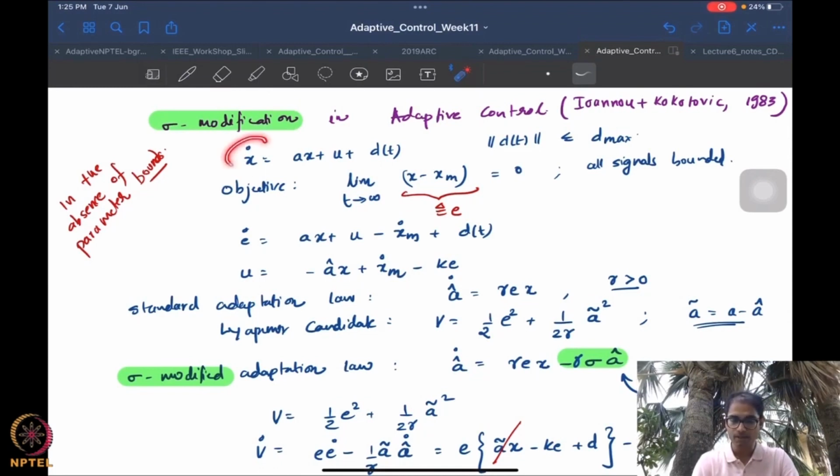x dot is ax plus u plus d, and we know that there is a bound on the disturbance, right? I mean, we don't know the value of the disturbance at each instant in time, but of course we do have knowledge of a bound. Very reasonable assumption, right? If anything, you can just keep a very large bound just to be conservative, but we do know a bound on most disturbances, right?